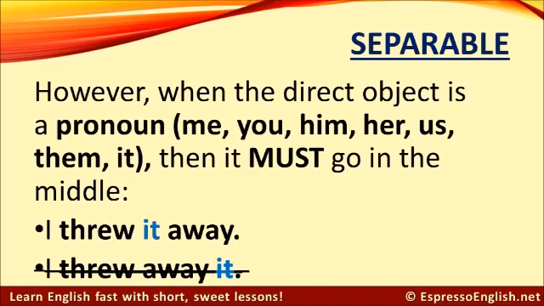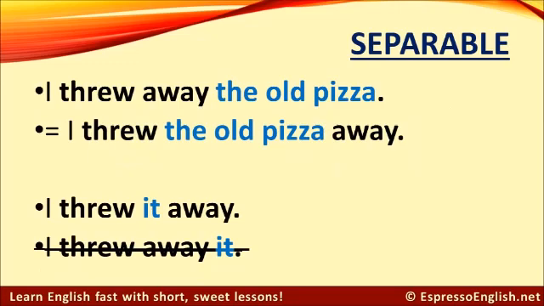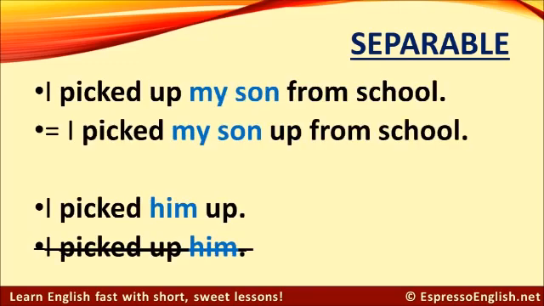That's incorrect. Again, when we specifically say the object, we can put the object at the end of the phrasal verb or in the middle. I threw away the old pizza, or I threw the old pizza away. But when we use a pronoun, it, then the pronoun must go in the middle. I threw it away. Here's an example with the person. You can say, I picked up my son from school, or I picked my son up from school. Both are correct. But when we use a pronoun, him, then we must say, I picked him up. Don't say, I picked up him. It's not correct.